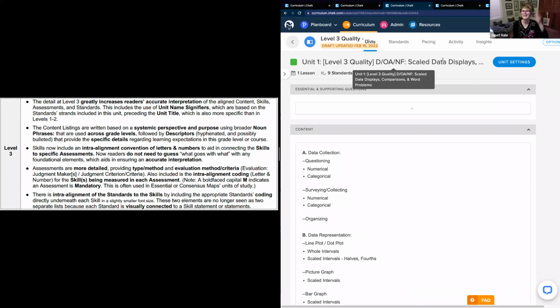But then notice it says D/OA/NF. What's up with that? So talk to yourself, have a great conversation, or pop into the chat. What do you think that might mean? Scale data, comparisons, and word problems, but yet it has something before this colon. We got a colonoscopy happening again. What's going on here? It's not a noun phrase, I can tell you that. So what do you think that might be? I'll give you a second to think about that.